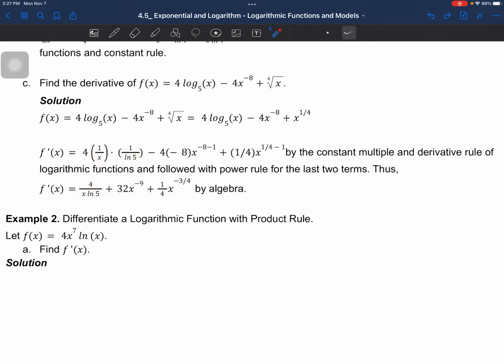All we have to do now is simplify with some simple algebra, multiplying 4 with 1 and 1, and then by 1. So 4 times 1 times 1 is 4. x times the natural log of 5 stays as x times the natural log of 5. Negative 4 times negative 8 is positive 32. x to the negative 8 minus 1, those add up to negative 9. Plus 1/4 times x to the 1/4 minus 1, which is negative 3/4 by using the algebra.